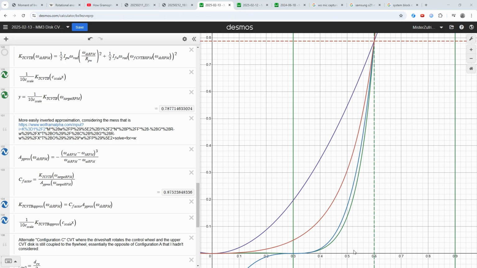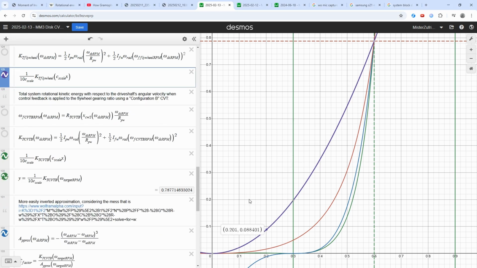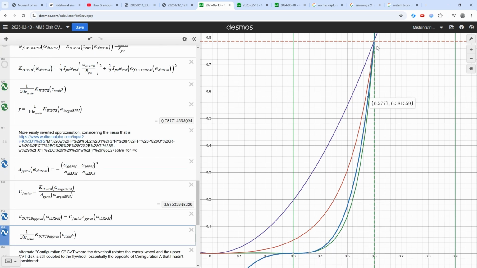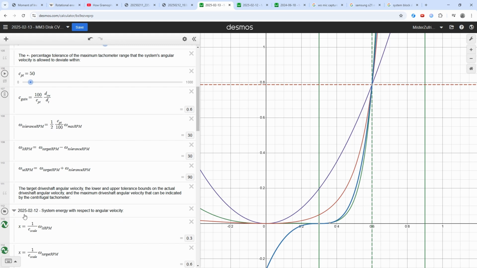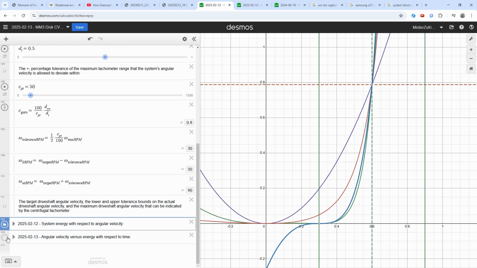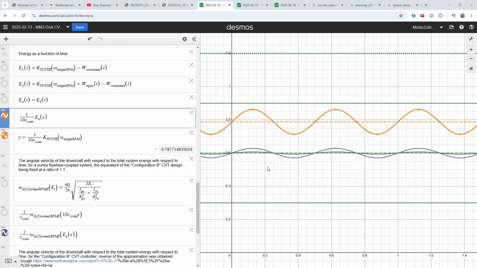Now what if we want to see how the driveshaft speed varies as we vary the energy in the system with respect to time? For these kinds of functions, you can just calculate what's called the inverse, but for this big complicated function, let's say that Wolfram Alpha did not like it, so I had to come up with a nice approximation that is good enough, and with that, I was able to come up with these plots.